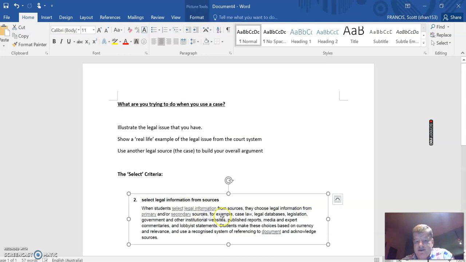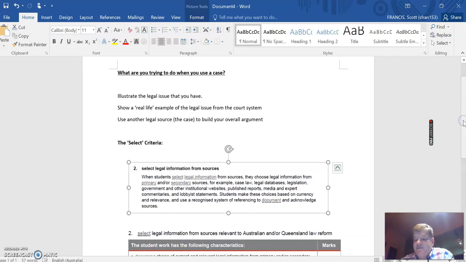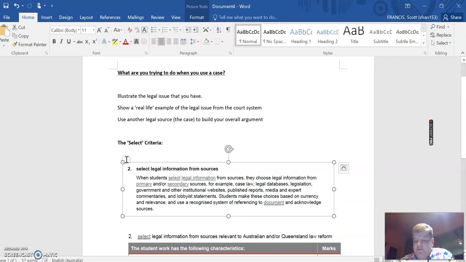But let's look at the criteria. Now, this is from the syllabus. So that's the overarching document that says what we have to study. And we're particularly talking about a variety of criteria, but I particularly want to focus on the select criteria. This is usually the second criteria you see on your criteria sheet for a report or an essay. And you have to select legal information from sources, for example, cases. The first thing that they ask you to do.